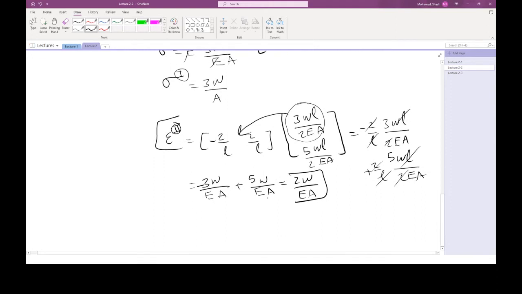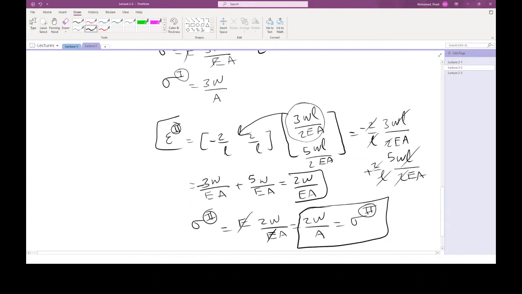And to get the stress, I just simply need to multiply that with the elasticity modulus. So the stress in the second element is just the elasticity modulus multiplied with 2W over EA. And this is going to cancel each other, and I will have 2W over A. This is the stress in the second element. All right, and then I have pretty much everything I need about this problem.